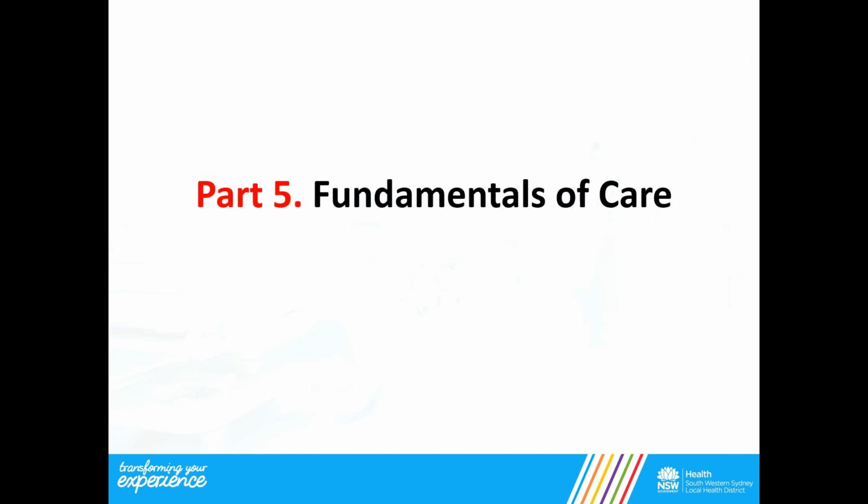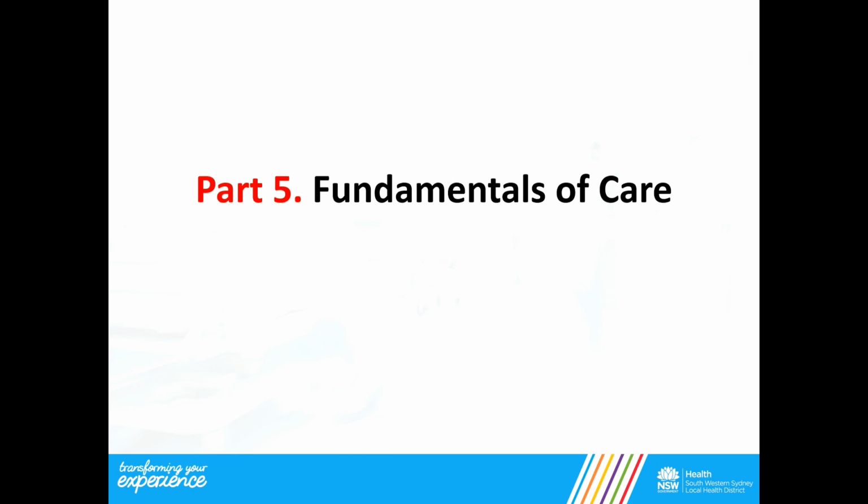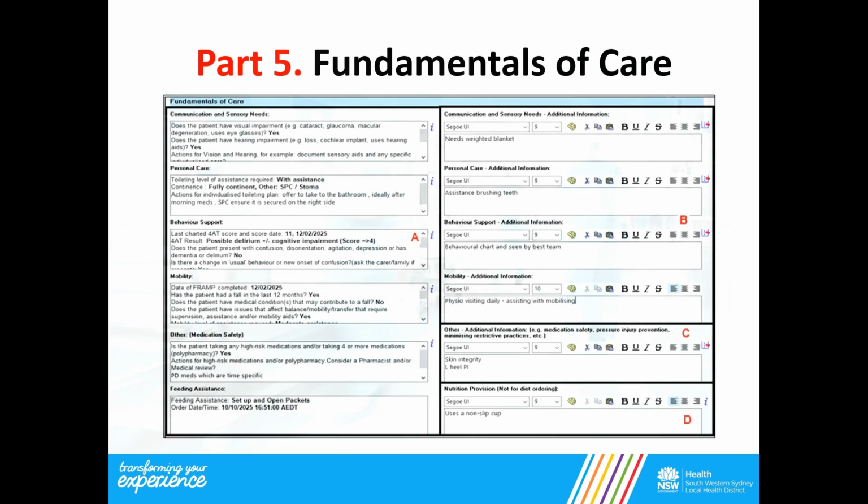Part 5, Fundamentals of Care. Okay, this is probably the longest section of the CCP and probably the most helpful part as well. So on the left, all those 1, 2, 3, 4, 5, 6 columns, if you have done your adult admission assessment and your FRAMP, some of that information is dragged across into here and is auto-populated.